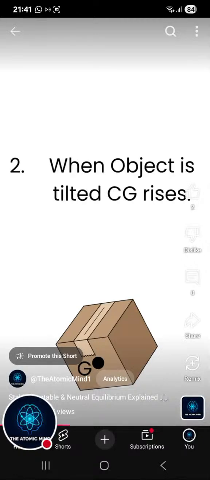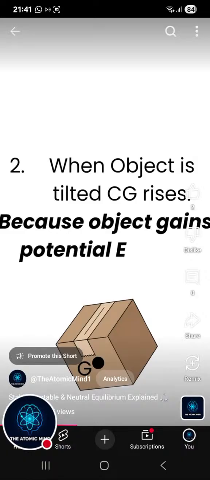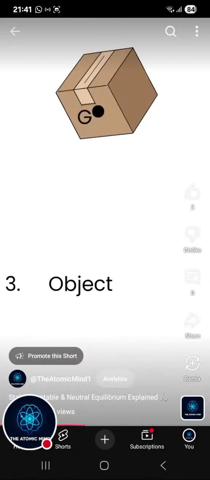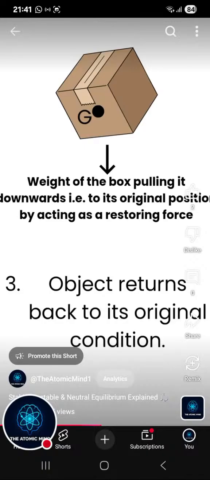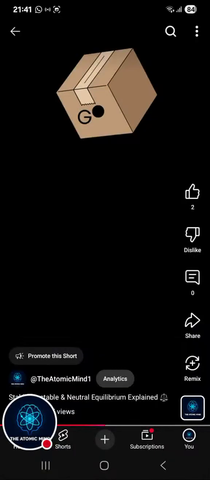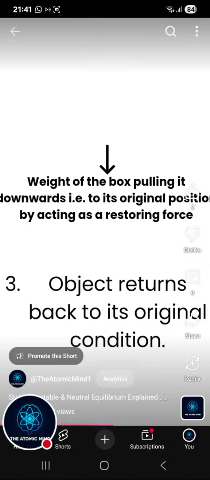Number two condition is when the object is tilted, the center of gravity rises, because the object gains potential energy. Number three condition is the object returns back to its original position because the center of gravity has risen. The weight of the object creates a restoring force. This force pulls the object back to its original position. The center of gravity lowers again. That's why the body returns to stable equilibrium.